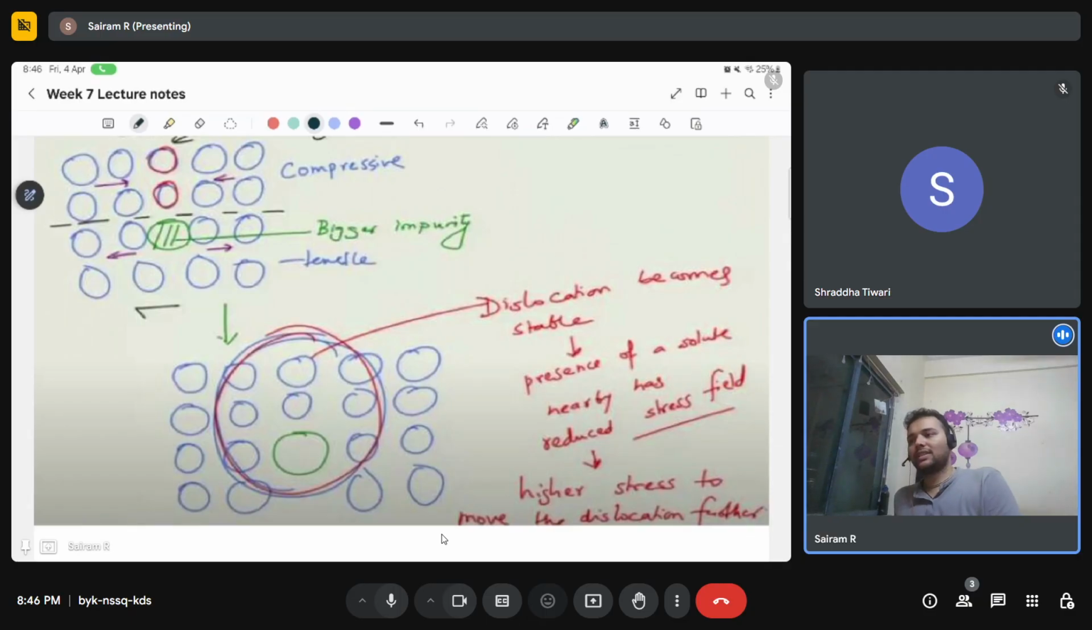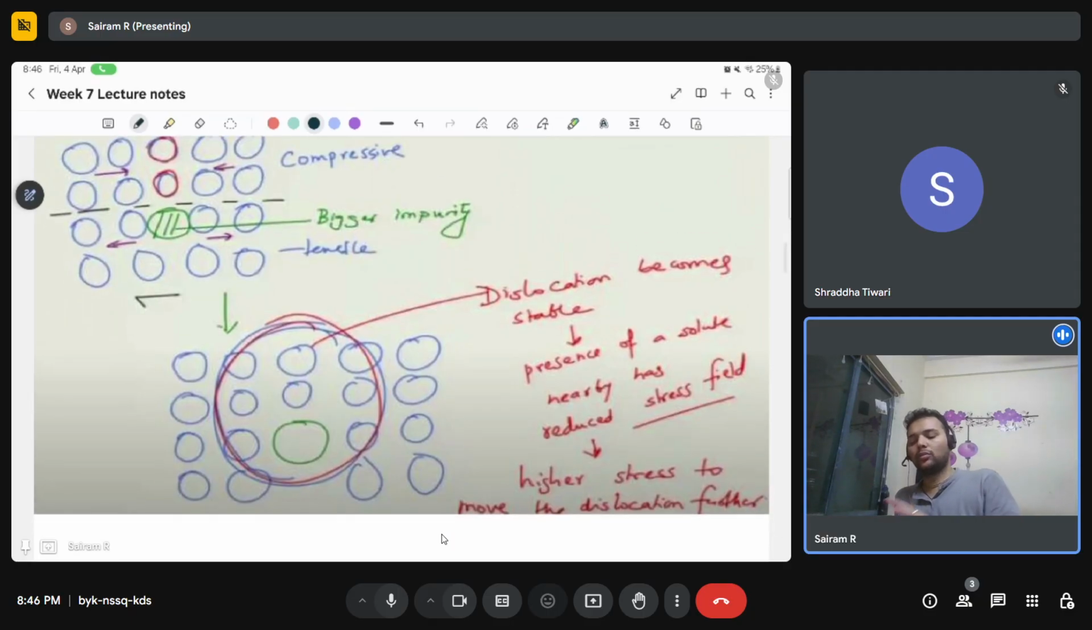One is that my lattice is already strained, and if I want to move my dislocation across the strained region, if it is not in the exact same line as my dislocation, then there's already a need for me to provide a higher stress for my dislocation to move across this distorted plane.